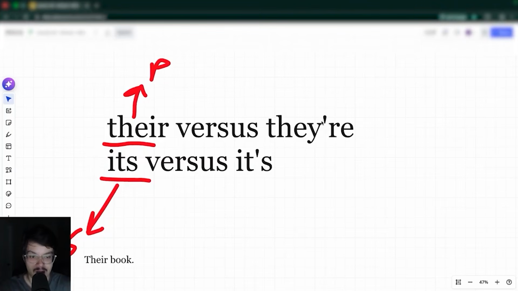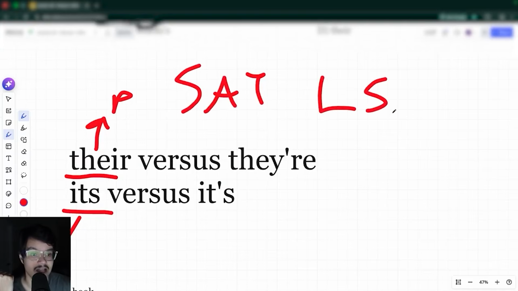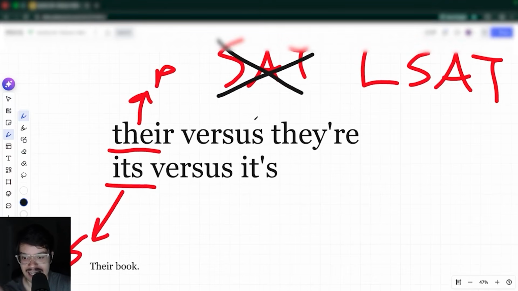But when you have the apostrophe in here, these are entirely different words. They look similar, but they're completely different things. It's like if I was trying to take the SAT and then I see somebody talking about the LSAT. They look very, very similar, but you probably know that these are completely different tests. They are for completely different purposes. If you're taking the SAT, you should not be taking the LSAT. And if you're taking the LSAT, you should definitely not be taking the SAT, at least not at that point. So that is how this stuff works.